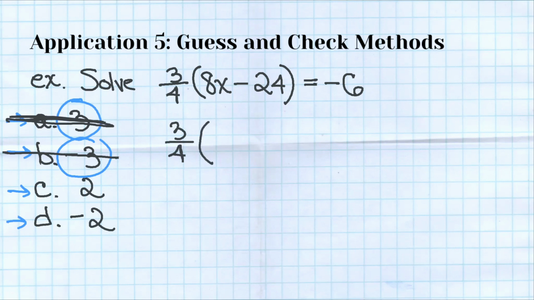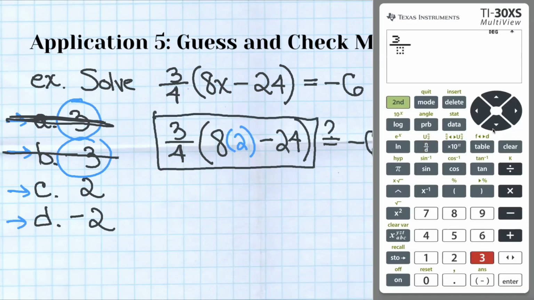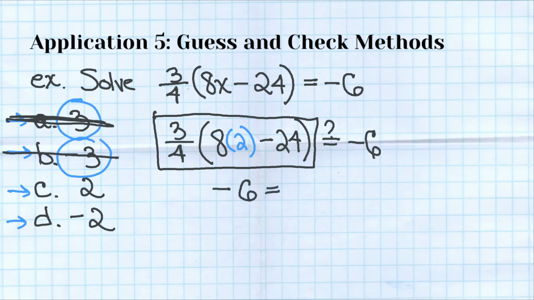So 3/4 times 8 times 2 in parentheses minus 24. Close that parentheses from up there. I want to know, is that going to be equal to -6? I don't know. Let's try typing this entire thing into our calculator. Okay, n/d button, 3 on the top, 4 on the bottom, arrow right to get out of the fraction, open parentheses, 8, open parentheses, 2, close parentheses, minus 24, close parentheses. And that does give me -6. Guys, is -6 equal to -6? Heck yeah, it is. That checked.